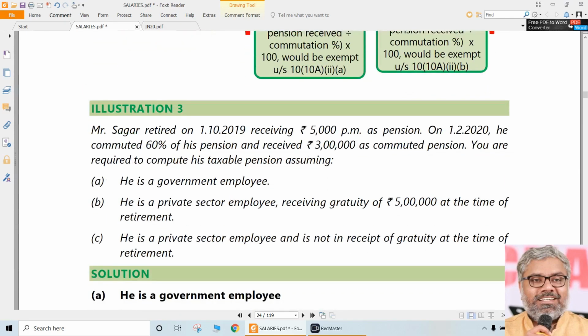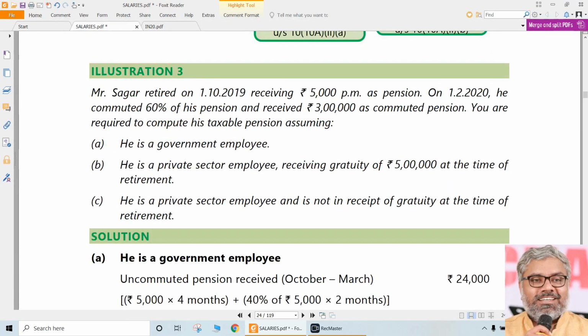Now let us look at one of the questions related to this for understanding purposes. Mr. Sagar retired on 1/10/2019, receiving 5,000 rupees per month as pension. This is normally his pension, and he retired. Date is important here, on 1/10/2019. And on 1/2/2020, there is a time gap here: October, November, December, January. After 4 months, he has commuted 60% of his pension and received 3 lakhs rupees.